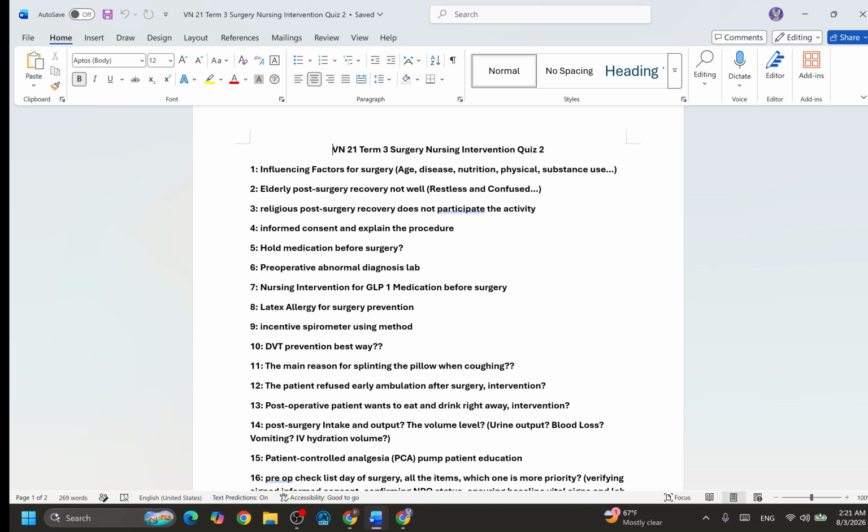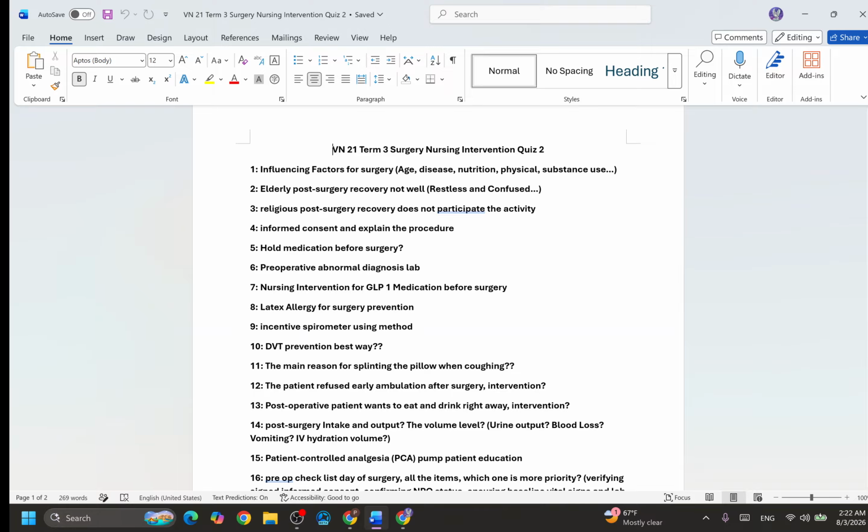Number four, informed consent and explaining the procedure. Do you think you can explain the procedure? I don't think so, right? Usually we cannot explain the procedure. But when we give informed consent to the patient, the patient suddenly has a question and says, I do not understand the procedure very well. So what would you do if a patient wants to sign informed consent, but suddenly tells you, I don't understand the procedure?